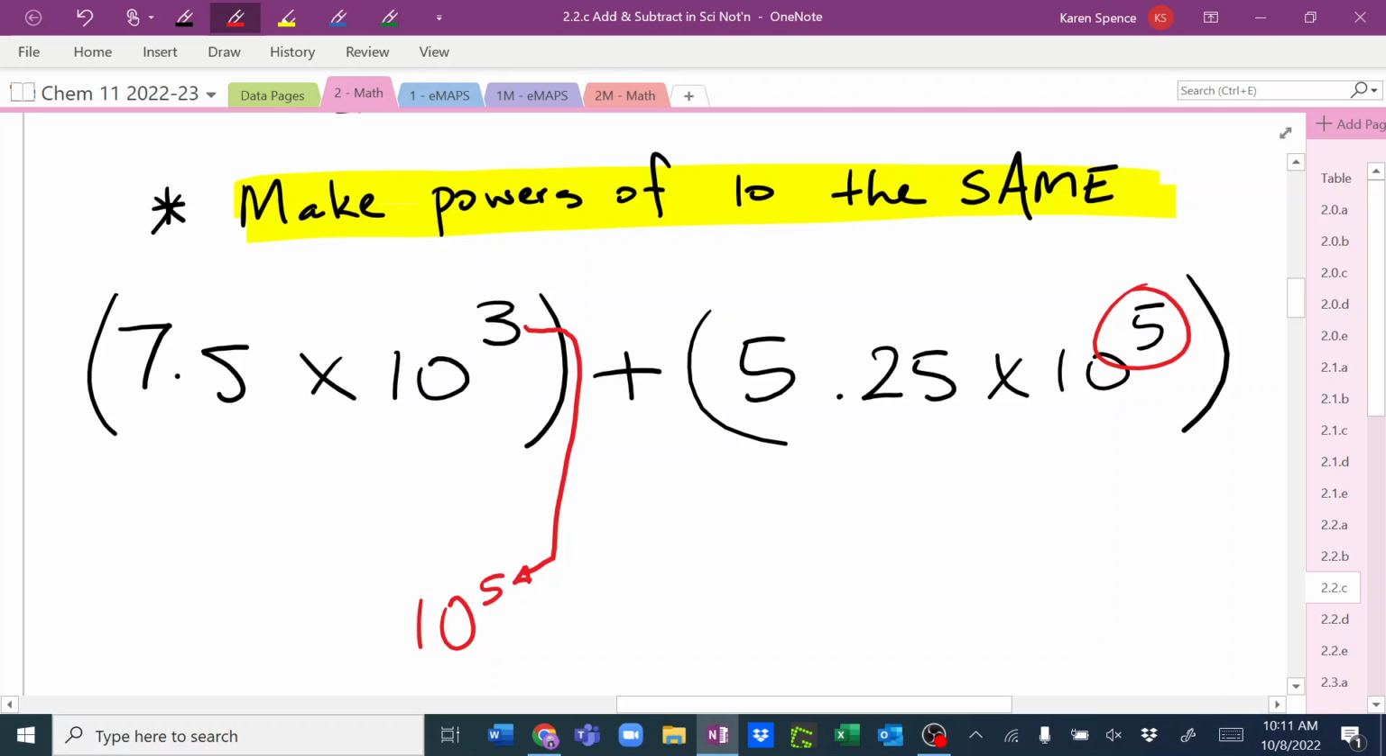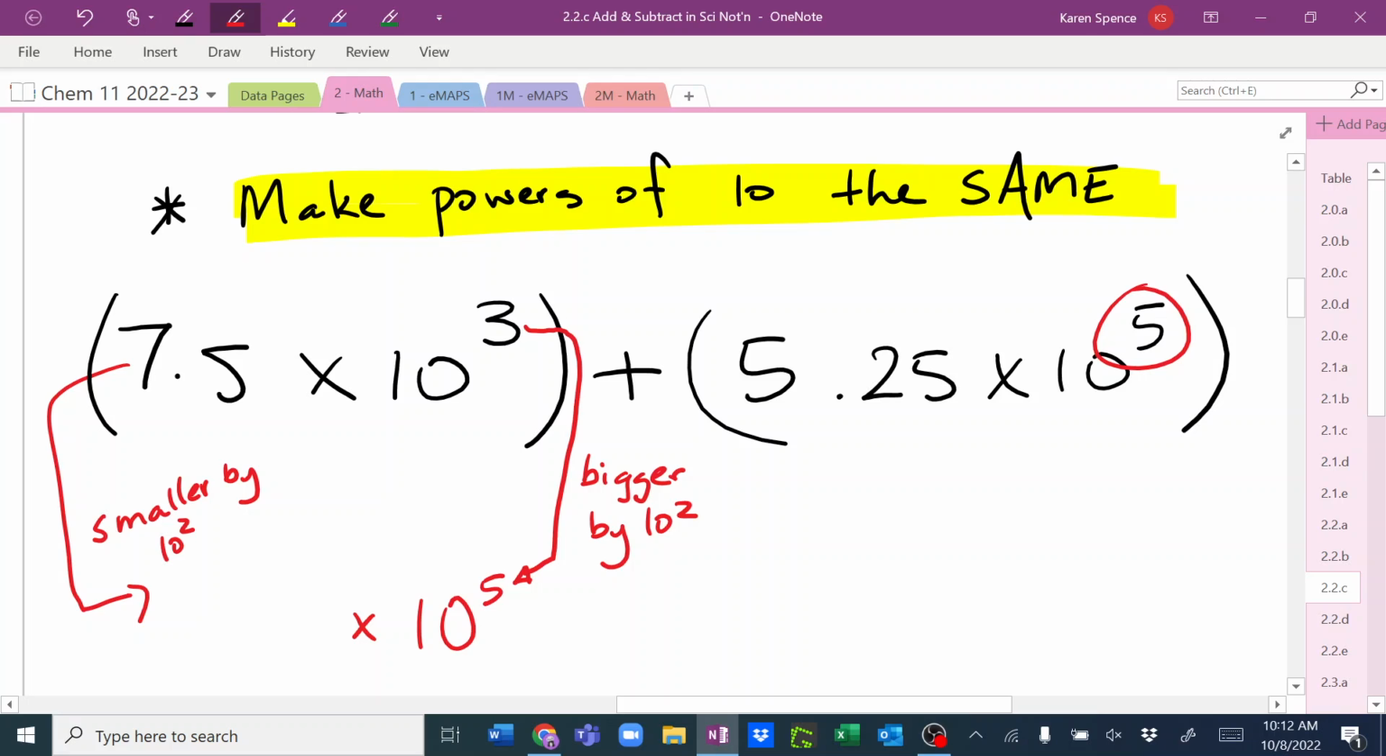If I do that to this number, I have made the power of 10 here bigger by 10 to the 2, which means the other half of the number has to get smaller by 10 to the 2, which means the other half of the number is going to become not 7.5. What am I doing? I have to make it smaller, which means I am moving my decimal place 2 places, 1, 2.